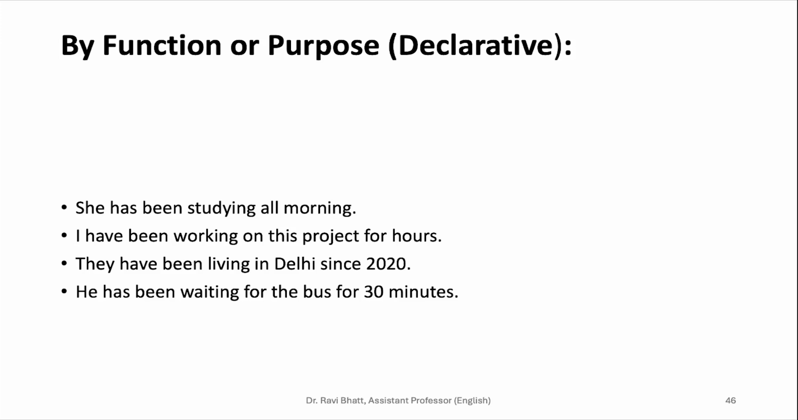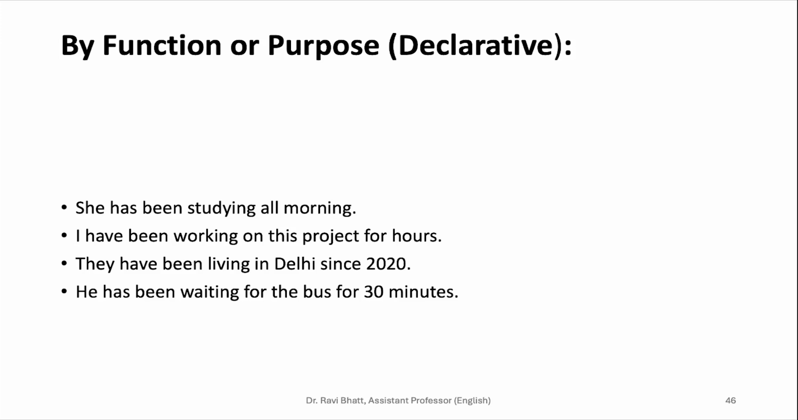Now, when I'm specifically talking about a point in time, okay. For example, they've been studying since 8 a.m. in the morning. All right, I'm referring to a specific point of time. Okay, so since 8 a.m. or say since 2013.